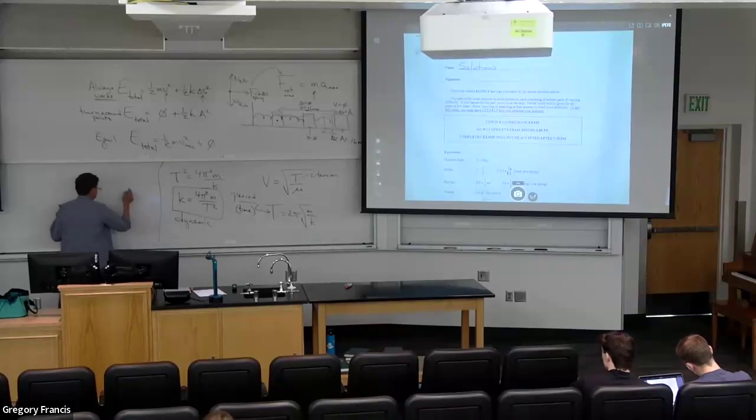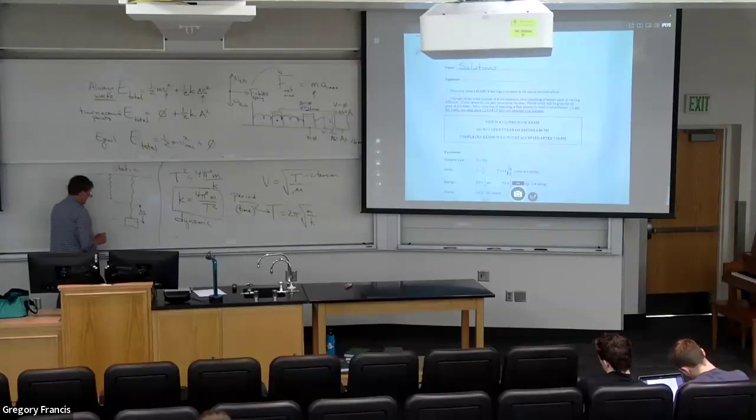There's another way that we call the static method. And that is you just take your spring and you hang a mass on it. Static means not moving, and so you just hang it there. And what you want to do is measure how much that stretches the spring, and then use Hooke's law.